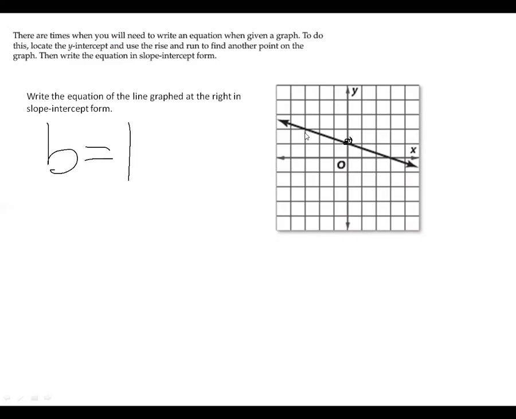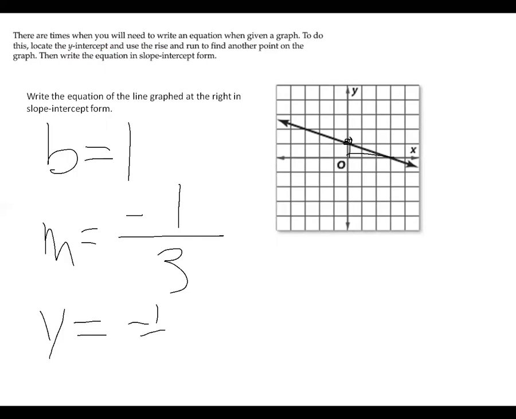Okay, I usually try to pick a point to the right of that point just because it's a little bit easier. So you do your rise first, and actually you have to go down 1. So I know my slope's going to be -1, and then I have to run 3. So it'd be like that. So -1/3. So my equation is y equals mx plus b, so y equals -1/3 x plus 1.